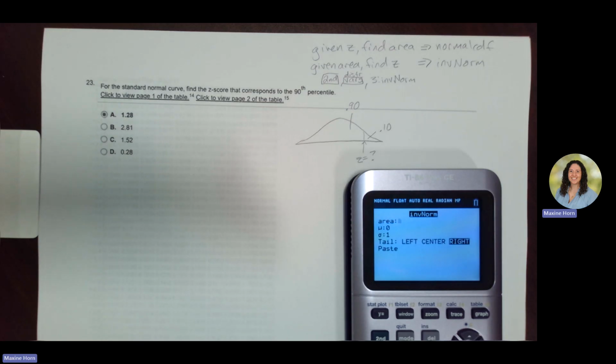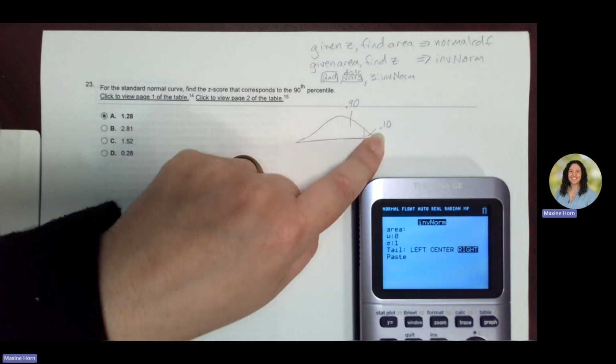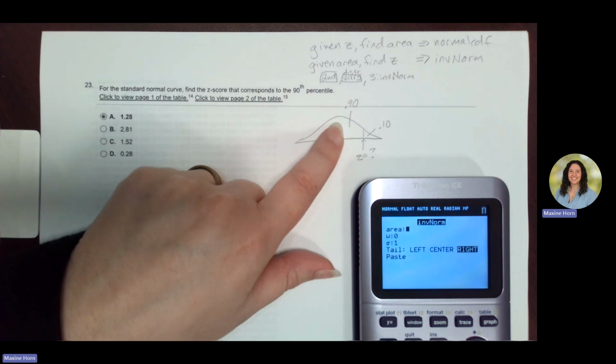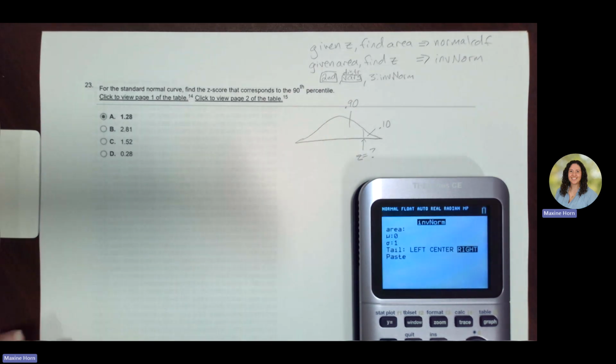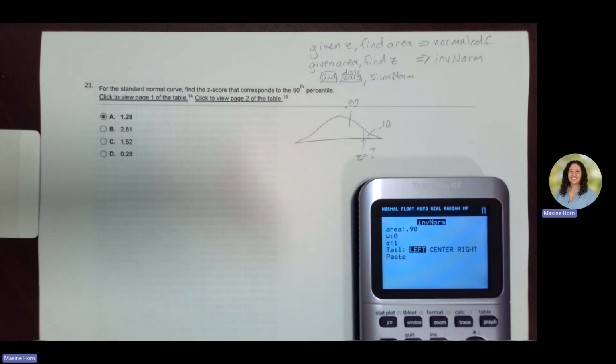Okay, so let's see what we're plugging in here. So what is the area? So they said the 90th percentile. So let's pretend we didn't do the math to say that, well, if this is 90%, then that means 10%. Let's pretend we didn't even do that. All we have is what we were given, the 90th percentile. So that's 0.9, or you can say 0.90 if that makes you feel more comfortable. We're leaving our 0 and our 1 as they are, and we have to make sure to tell it that the area we told it about, the 90%, is to the left of the value we're trying to find.